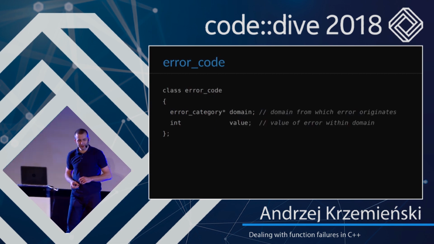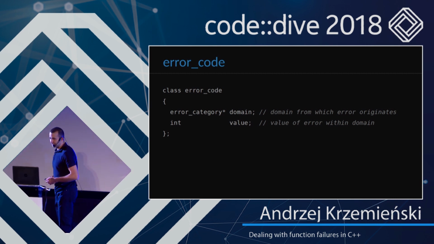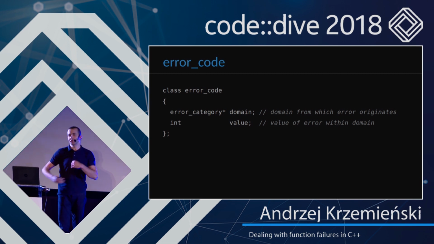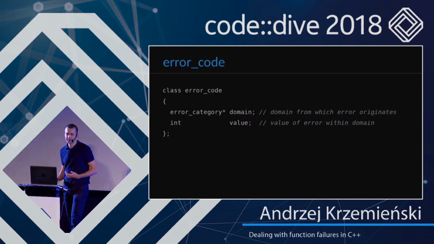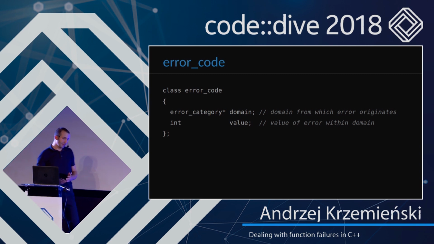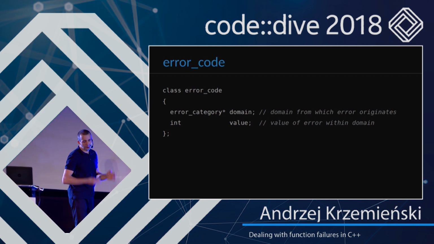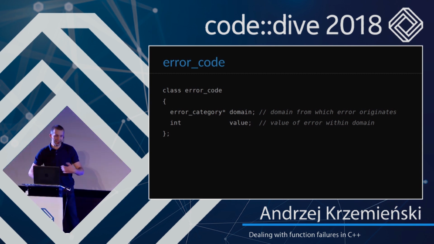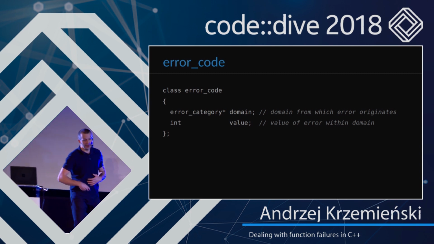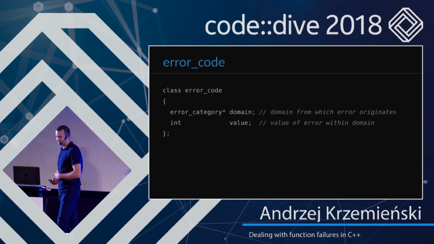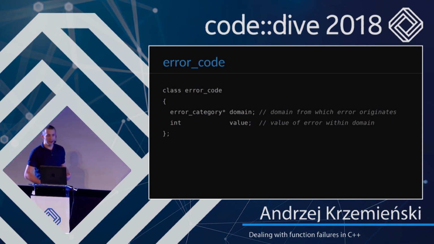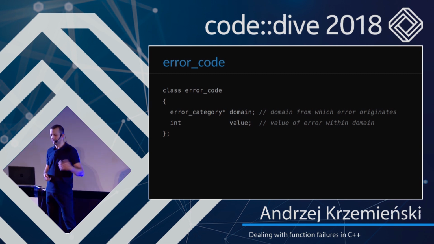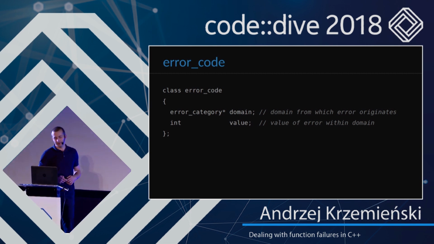And what people converge to is that the meaningful information that is enough for you to make some informed decisions is to tell me what component or library or domain errored, and some error code within this domain. And we have, since C++11, this standard error code type, which stores exactly that. It needs 2 registers to store a domain and a value within this domain.